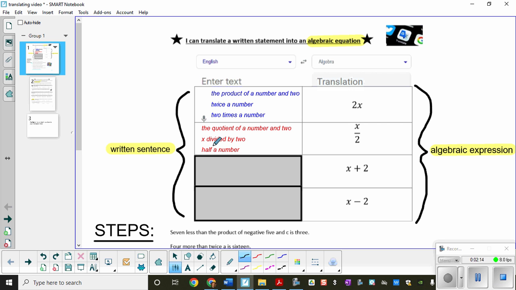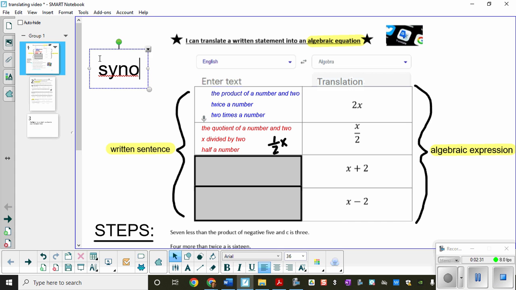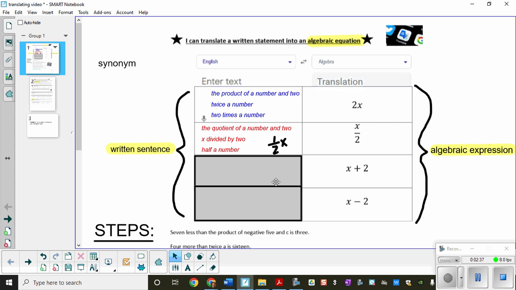If we take half of a number, a lot of us think that it looks like this, and this is true. That is how you can show half a number. But dividing it by 2 is also technically half, so these are synonyms, if you will. We're saying the same thing. Half a number is the same thing as x divided by 2.